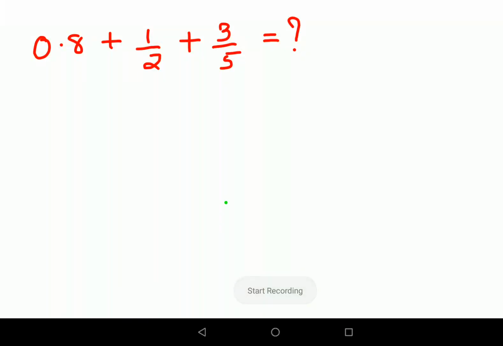Welcome everyone. So today we are going to solve this particular question which is involving a decimal, then we have a fraction, two fractions. Okay.